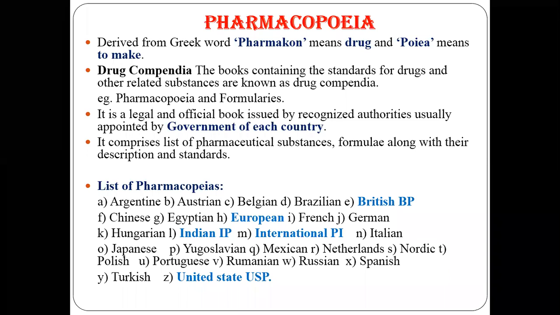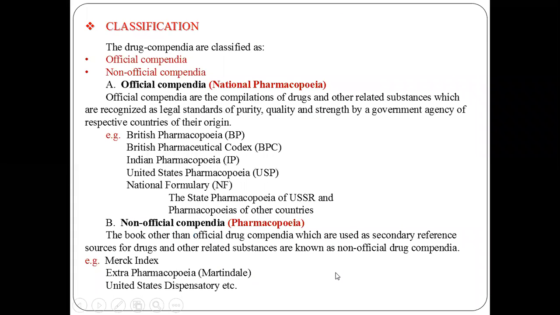Sometimes, if we want to launch our product in other countries, then we have to follow their pharmacopoeia regarding the preparation of that dosage form. Now the classification of pharmacopoeia. It is very simple. Pharmacopoeia is also called compendia. There are two types of compendia, official compendia and non-official compendia, or we can say official pharmacopoeia and non-official pharmacopoeia.